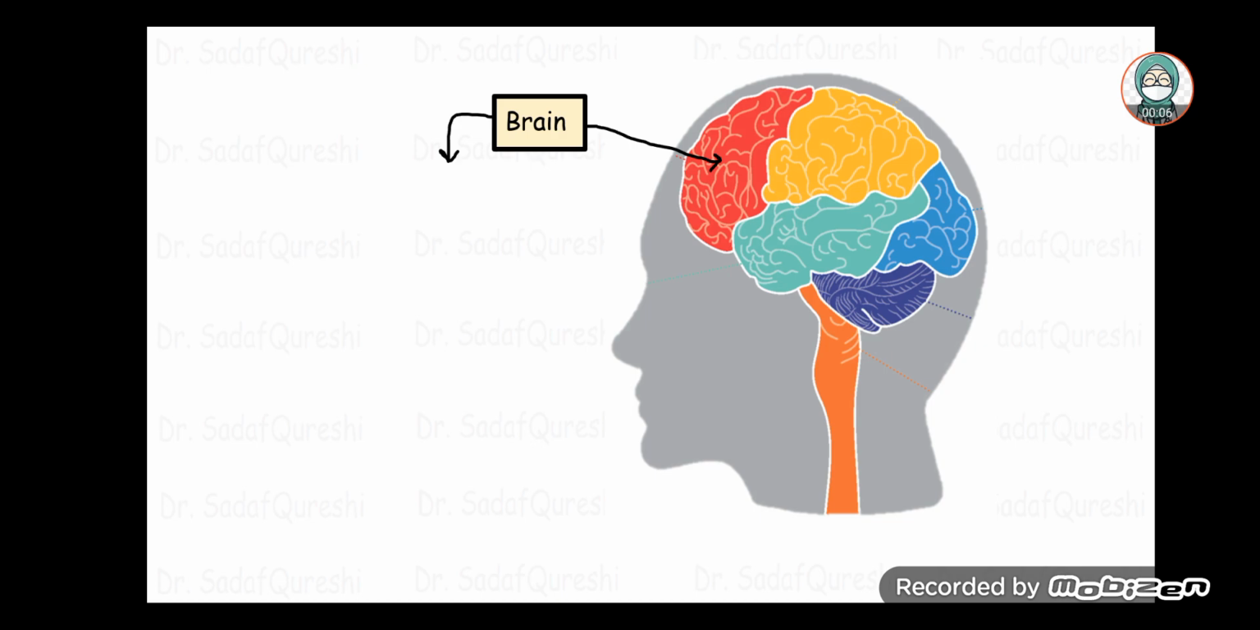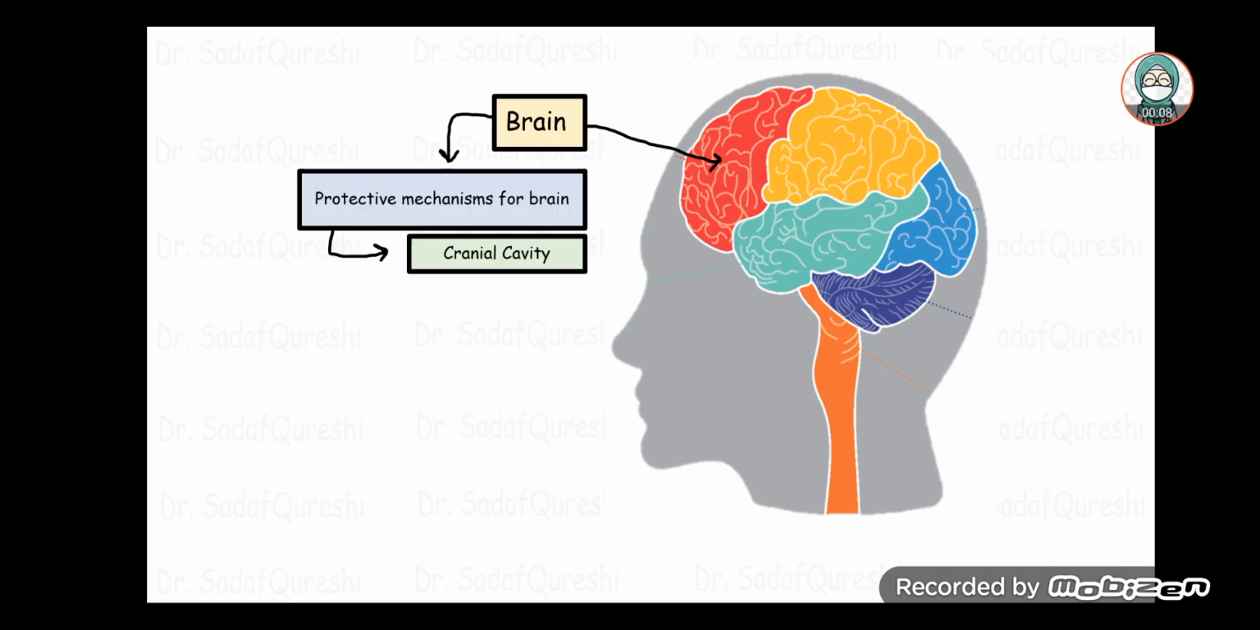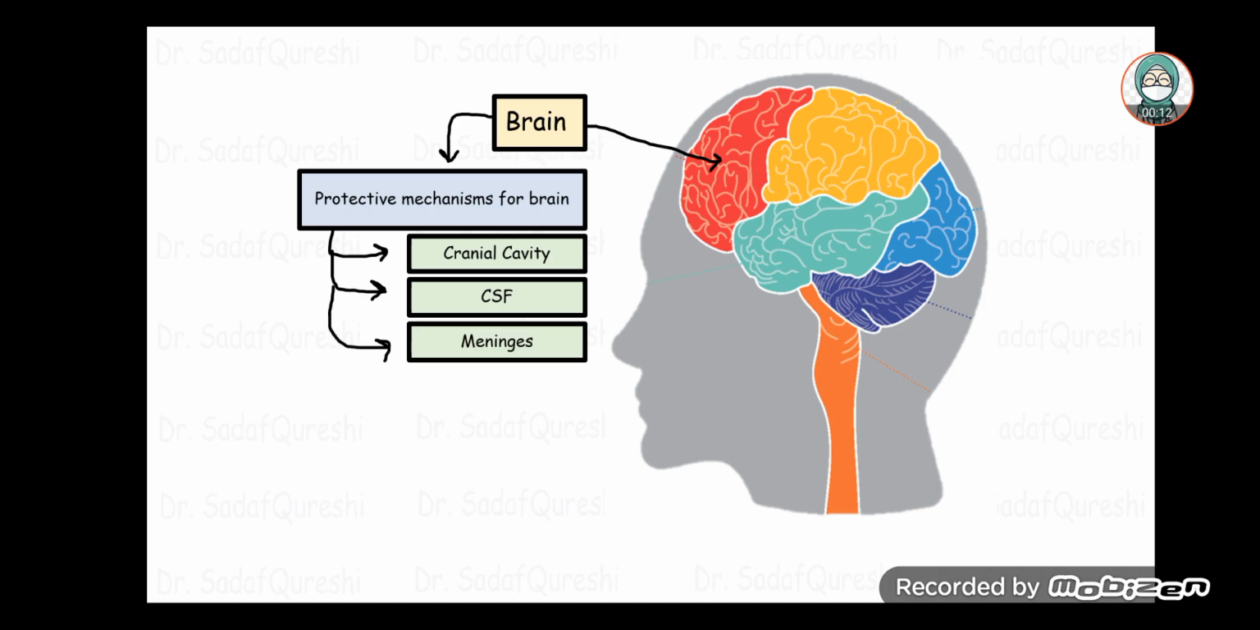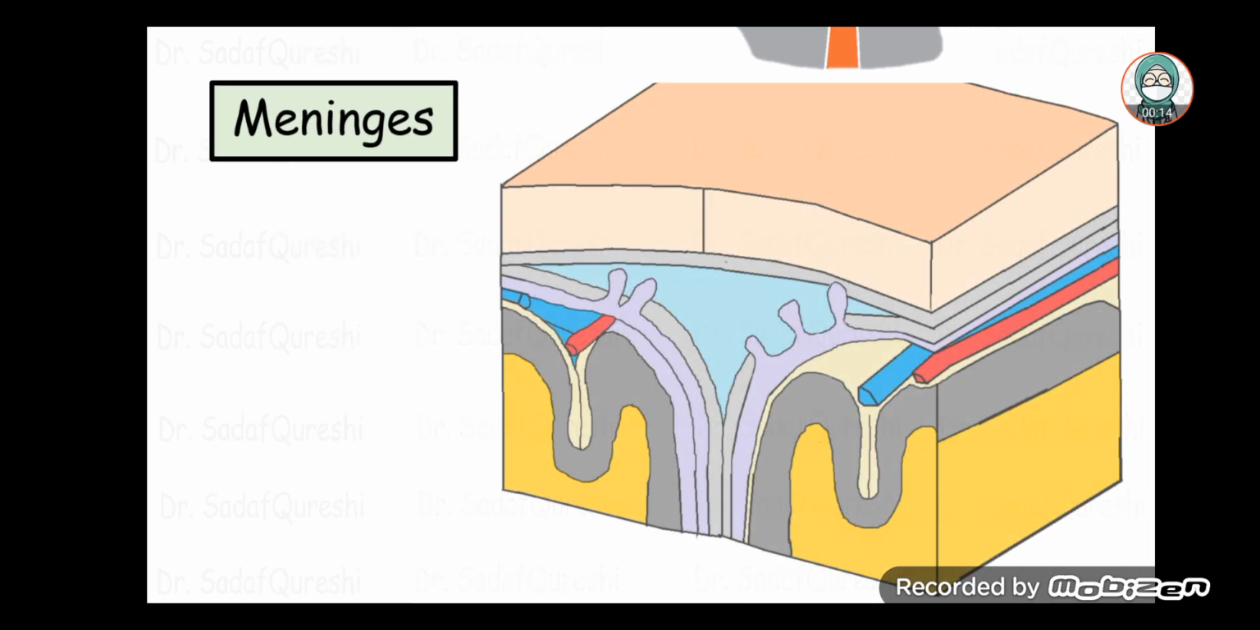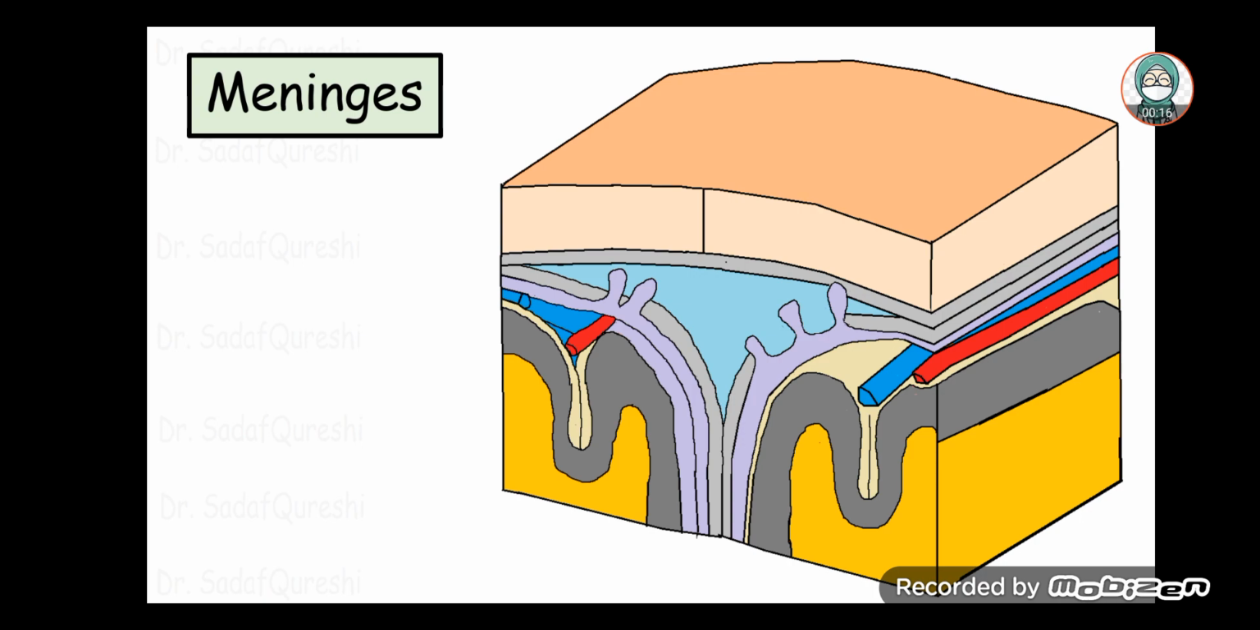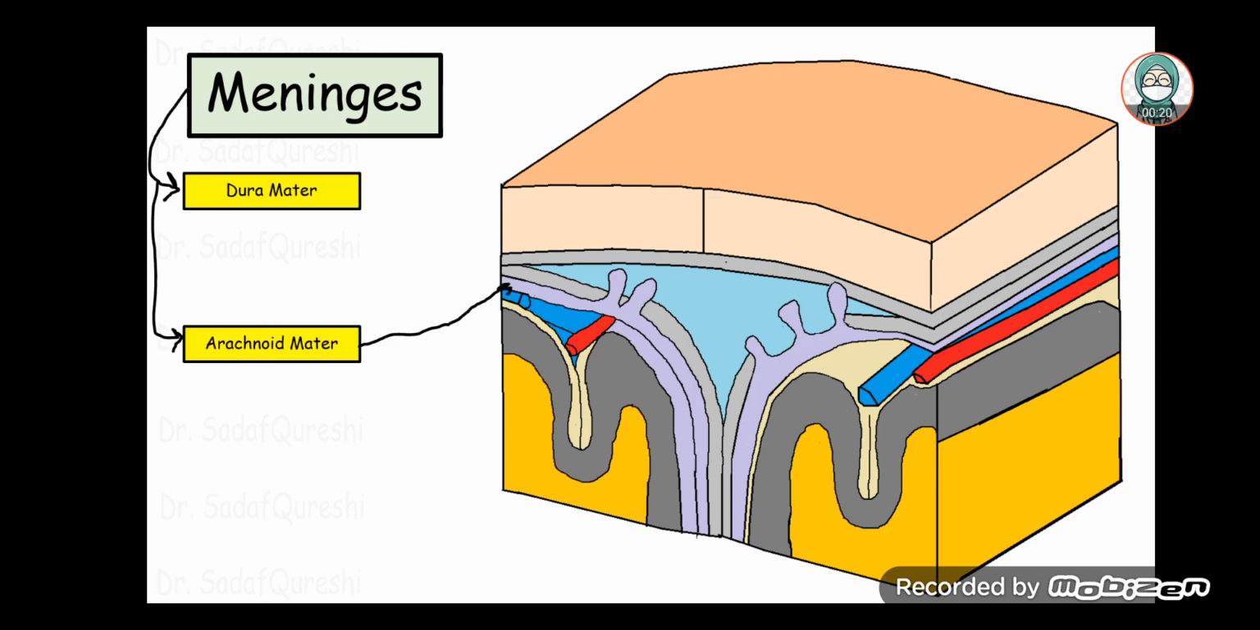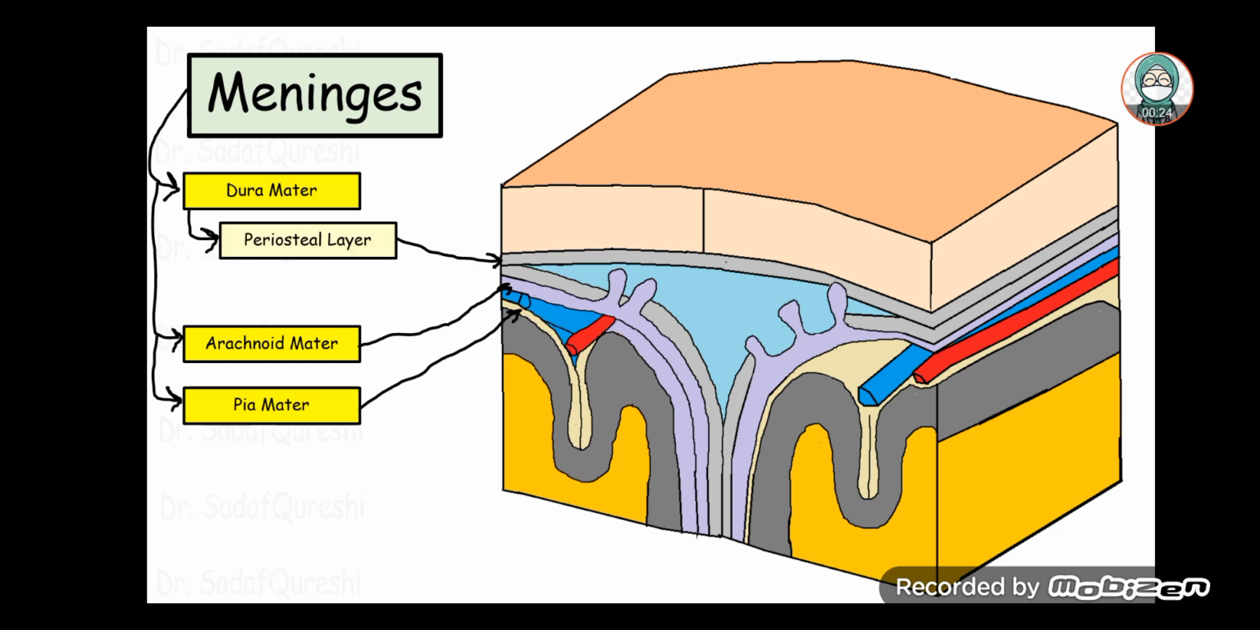If we look at the brain, it has different protective mechanisms for itself, like cranial cavity bones, CSF or cerebrospinal fluid, and meninges. Meninges are a system of membranes that protect the central nervous system. They include dura mater, arachnoid mater, and pia mater. Dura mater in the cranial cavity has two layers, periosteal layer and meningeal layer.